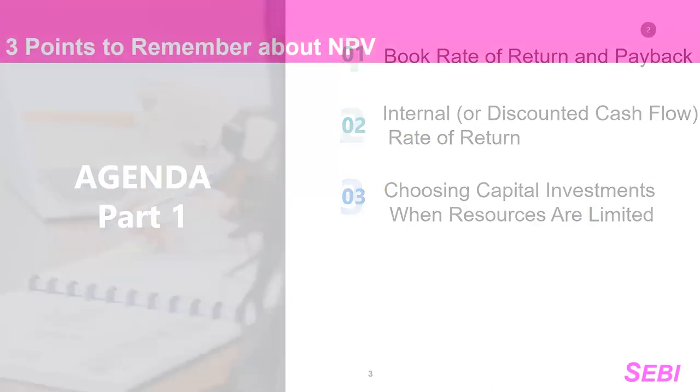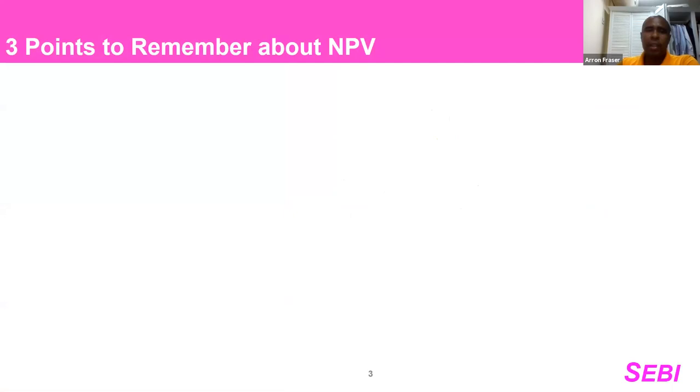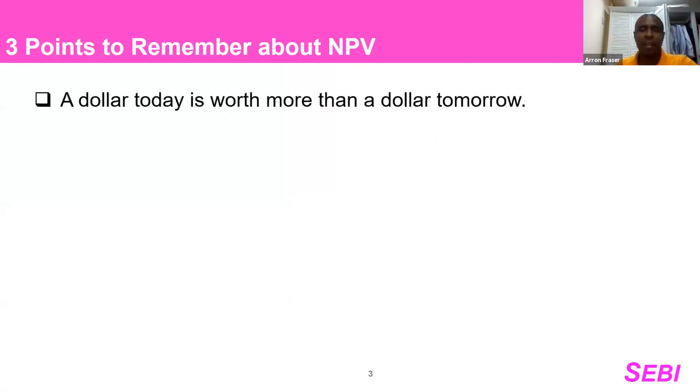Thank you. All right. So when we look at NPV, there are three points that we should remember. The first one is that a dollar today is worth more than a dollar tomorrow. And the premise of that statement is, if you're given the option of receiving a dollar today, or receiving one, let's say in a year's time, the reason why a dollar today is worth more is because you can take the dollar that you have today and invest it. And hopefully if your investments add value, it will be worth more than the dollar that you get tomorrow.